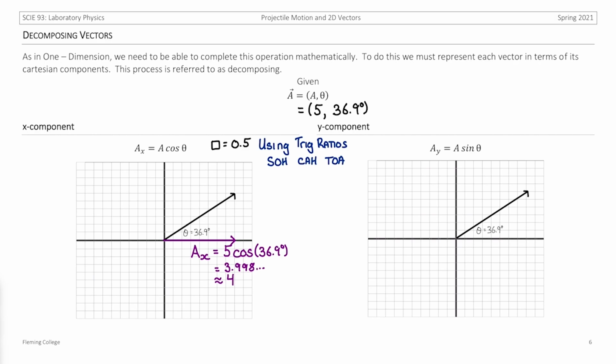Let's move on and look at the vertical component. So again, we know an angle and the hypotenuse. Now we want the opposite side of this triangle. So we'll use the magnitude times the sine of the direction. So that gives us the y component of our vector A is 5 multiplied by the sine of 36.9, which is equal to 3.002, and it continues on. And again, for our demonstration, this is approximately 3.